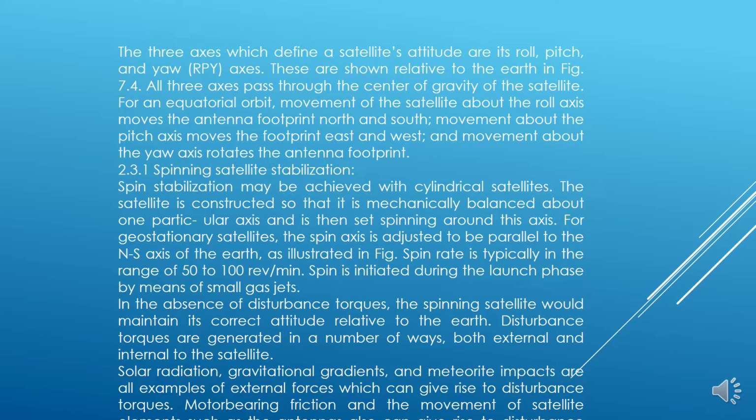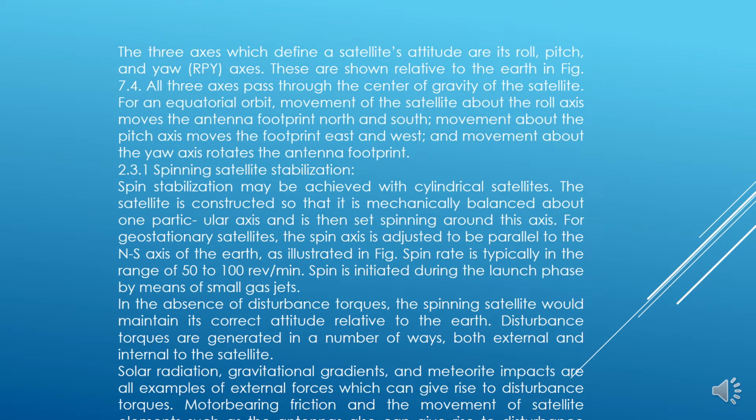Spin rate is typically in the range of 50 to 100 revolutions per minute. Spin is initiated during the launch phase by means of small gas jets. In the absence of disturbance torques, the spinning satellite would maintain its correct attitude relative to the Earth.